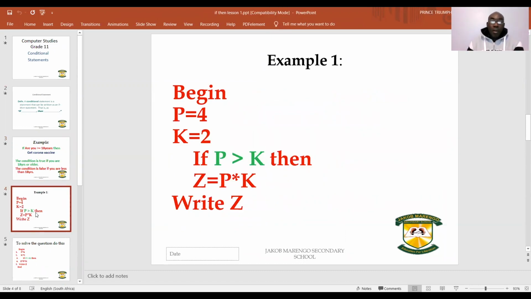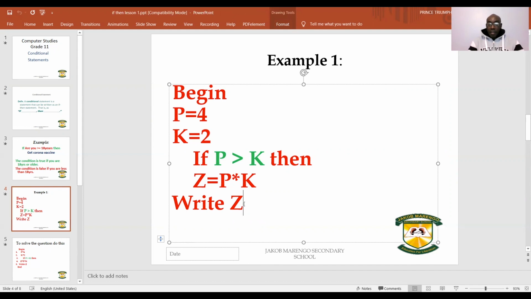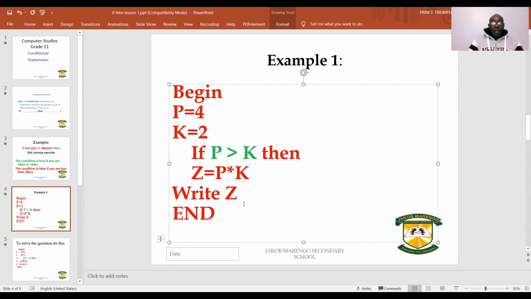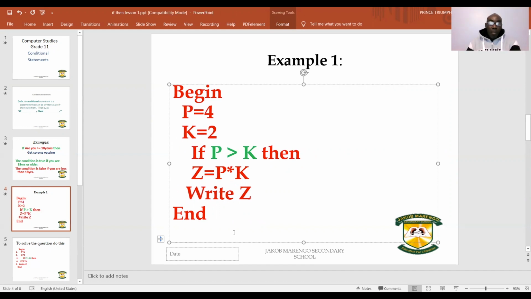Let us take one example from past exam papers. Look at this simple algorithm. Have you seen that? P is 4, K is 2. Then I have a condition here. If P is greater than K, then Z is P multiplied by K. Write Z. So here is a very simple algorithm, and we're going to see how you can solve this type of problem. Let's assume you come across it in your examination.